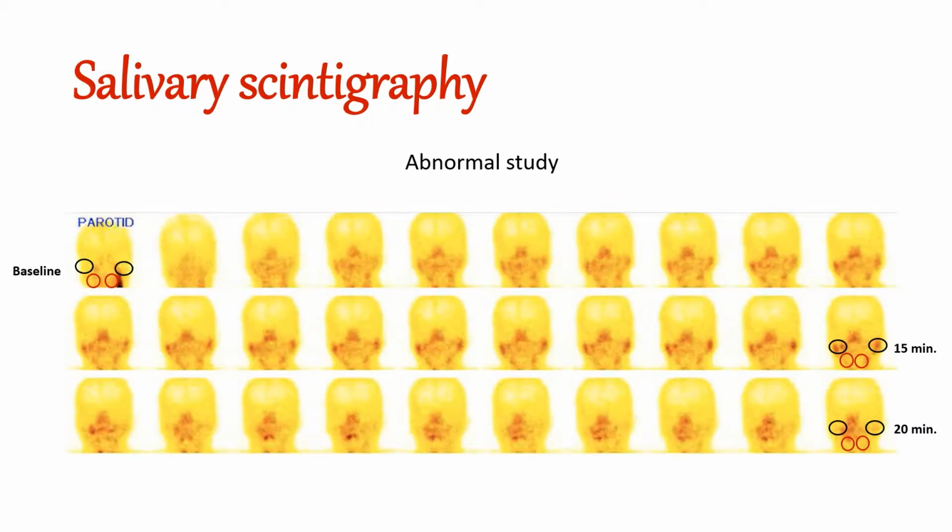These are the images captured from a patient with Sjogren syndrome, and we can observe that the intensity of isotope uptake and secretion after stimulation from the parotids and the submandibular glands are decreased. This indicates the hypofunctioning salivary glands in these patients.